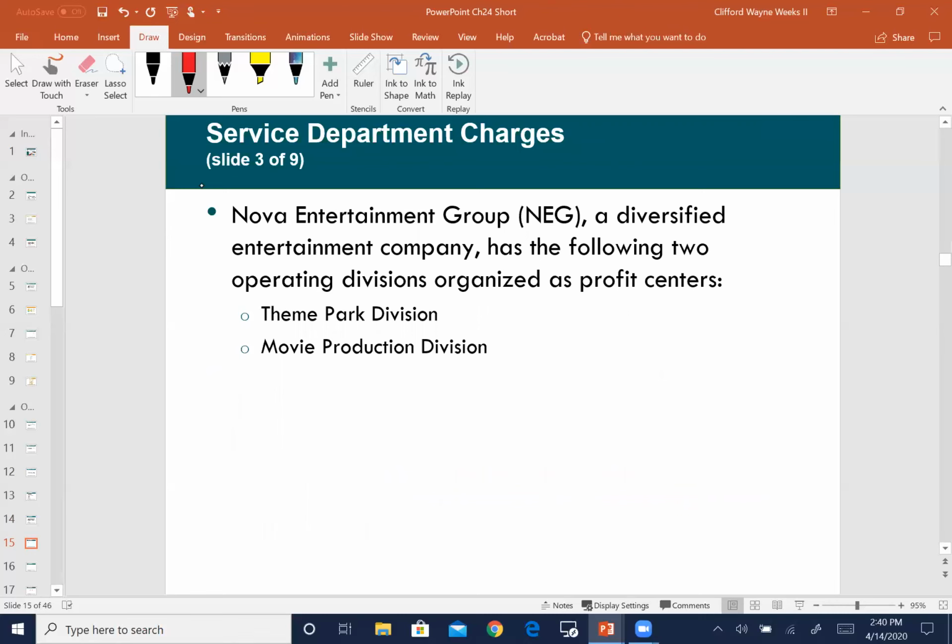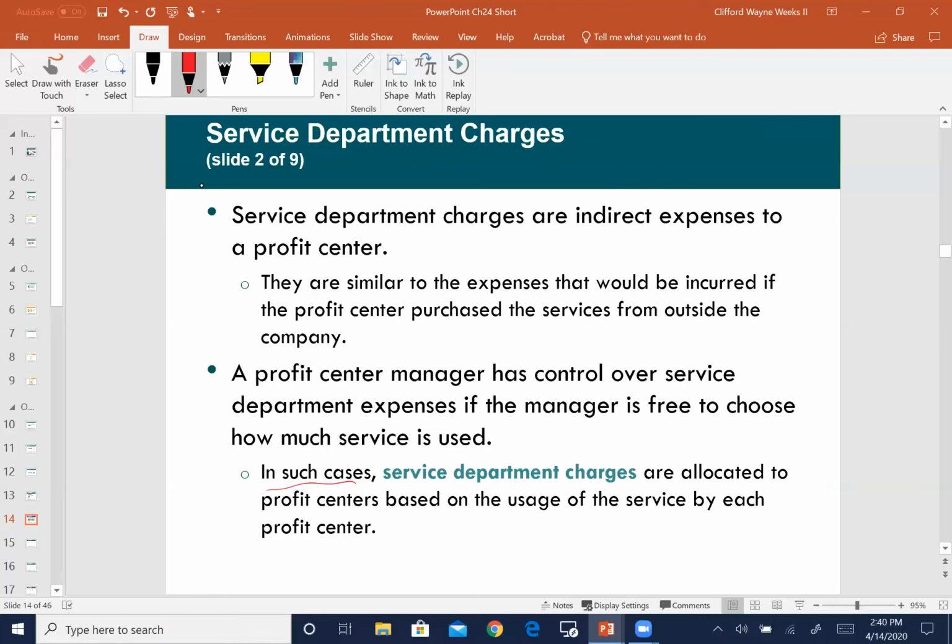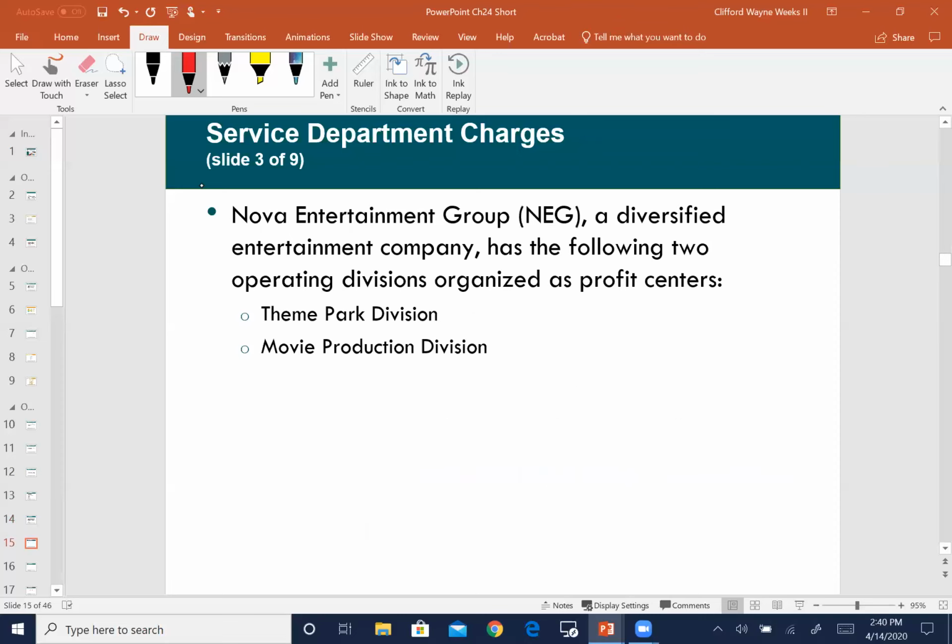But really what I was saying was that these managers don't dictate the salaries of the purchasing department or of the accounting department. That is taken at corporate level. So the NOVA Experiment Group, or NEG, is a diversified entertainment company, and it has a theme park and a movie production. Like I said, it would be an example of Disney, even though Disney actually has more divisions than just these two.